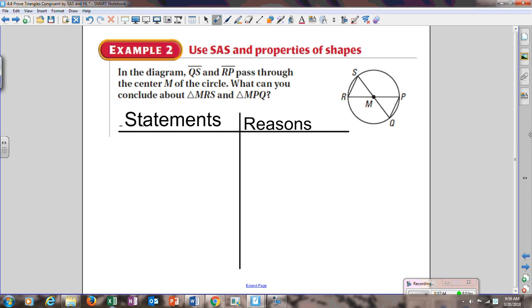Well, the first thing that I know is the only piece of information I'm given. M is the center. And I know that because it's given. There should be a 1 there. So, reason number 1, even though it's the second thing I wrote. Number 2, then MS is congruent to MQ.